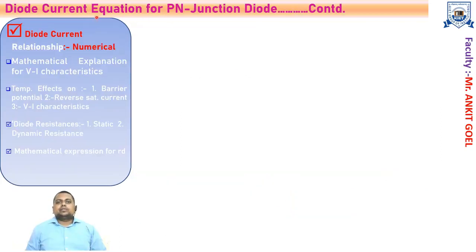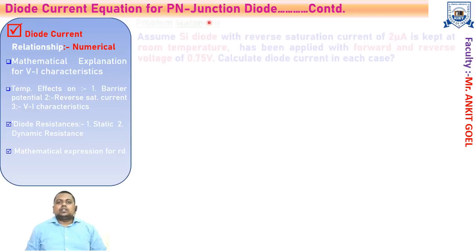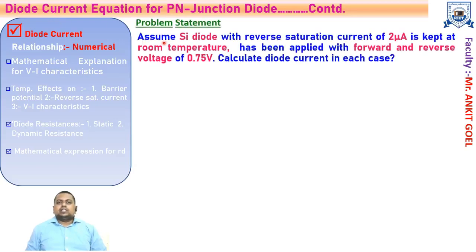Let's discuss one problem statement based on the diode current equation. This is the problem statement we have. Assume a silicon diode with reverse saturation current of 2 microampere is kept at room temperature, and has been applied with the forward and reverse voltage of 0.75 volt. Calculate the diode current for each case. So let's discuss the solution.